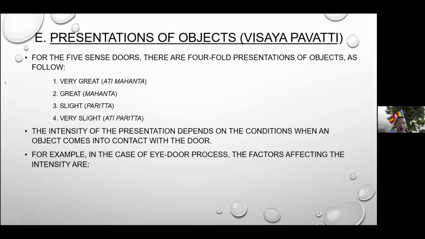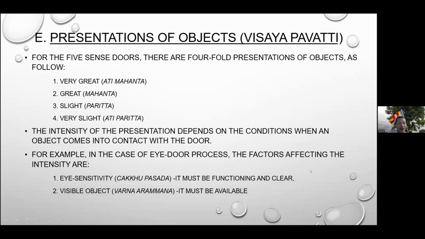So these are the example for the eye door process, where the factors affecting the intensity are, one, the eye sensitivity, the Cakkhu-pasada. The Cakkhu-pasada must be functioning and in good condition, so that you can see clearly. Then the object must be visible, vanna aramana. It must also be available, and this is one condition. Otherwise, the consciousness will not arise.